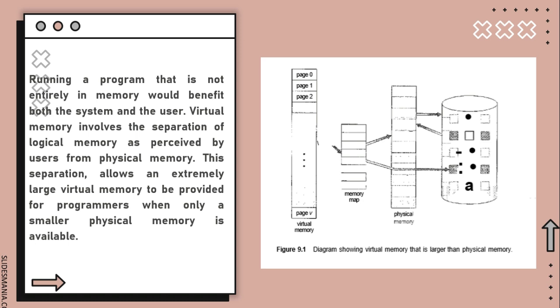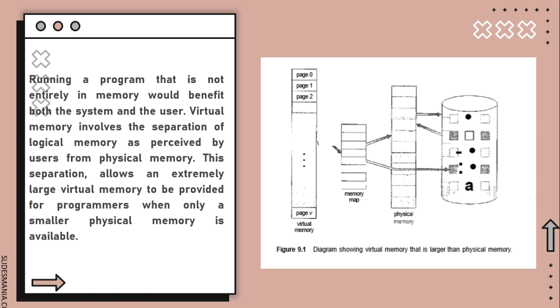Running a program that is not entirely in memory would benefit both the system and the user. Virtual memory involves the separation of logical memory as perceived by users from physical memory. This separation allows an extremely large virtual memory to be provided for programmers when only a smaller physical memory is available. Virtual memory makes the task of programming much easier because the programmer no longer needs to worry about the amount of physical memory available.